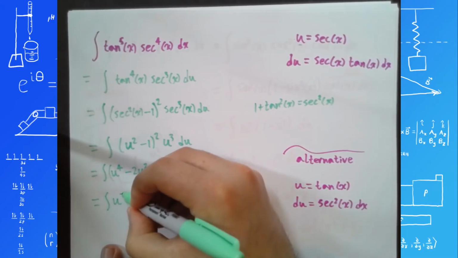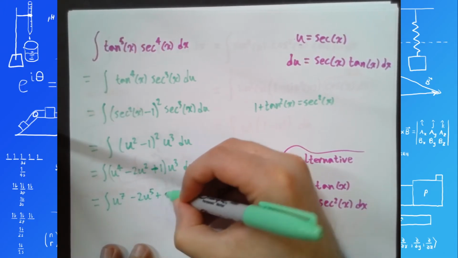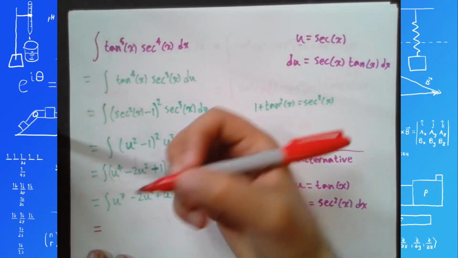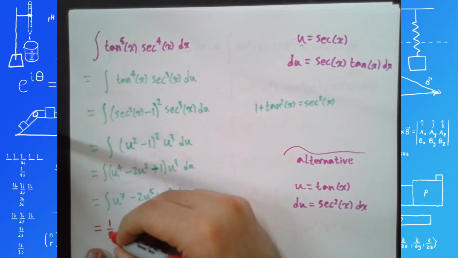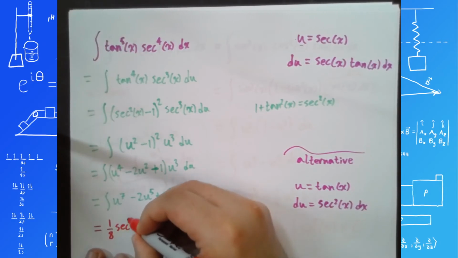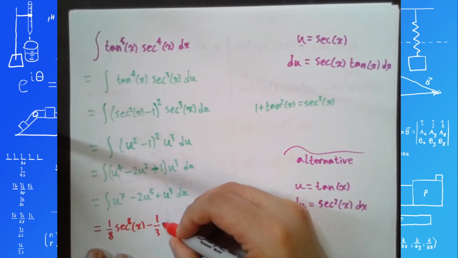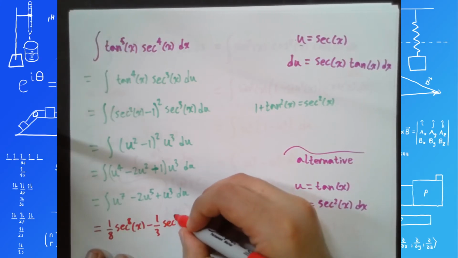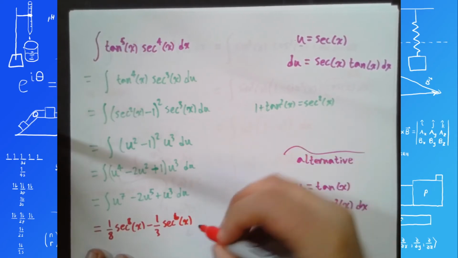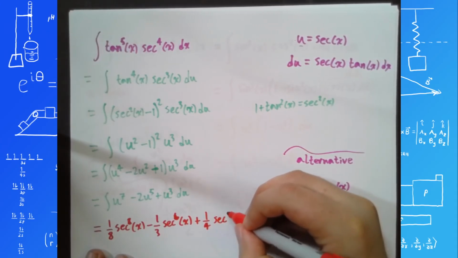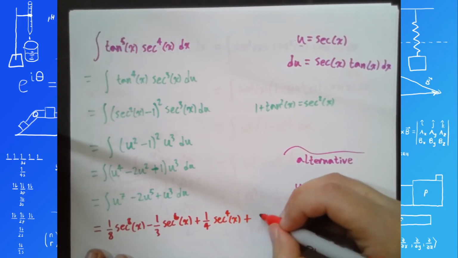and we've got integral of u to the seventh minus 2u to the fifth plus u cubed du, which integrates to (1/8) u to the eighth, so that's 1/8 secant to the eighth of x, minus, that's going to be 2/6 or 1/3 u to the sixth, or secant to the sixth in other words, plus u cubed is going to become 1/4 u to the fourth, which is 1/4 secant to the fourth of x, and all that plus a constant.